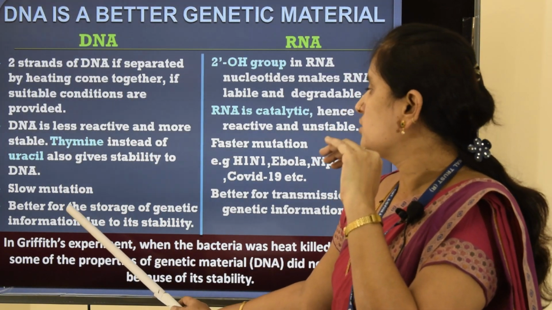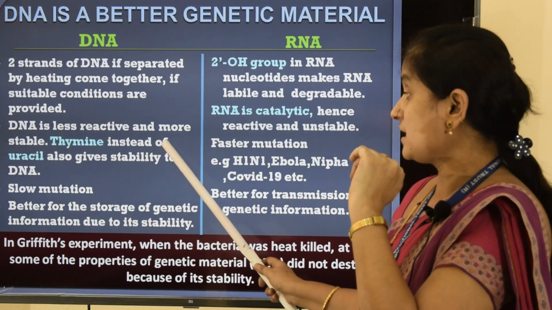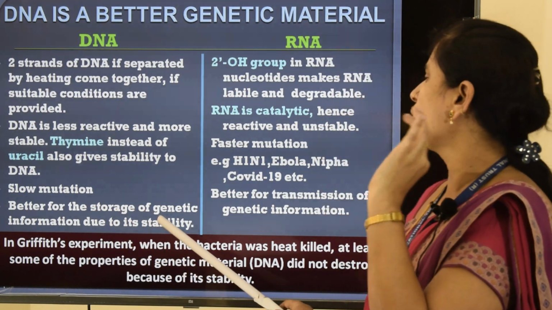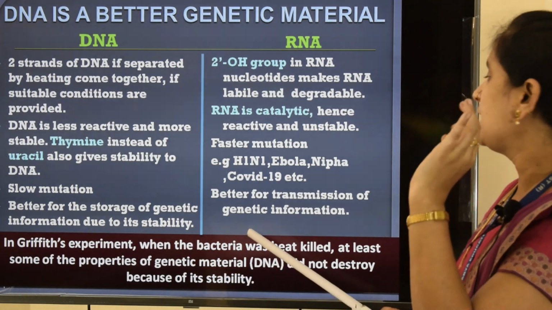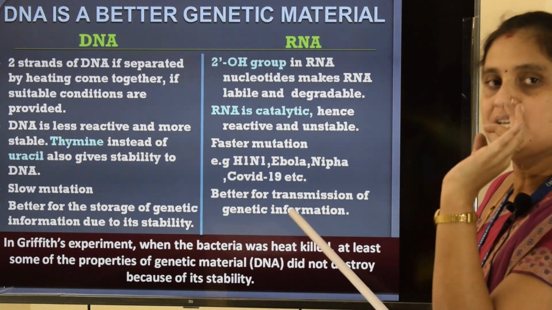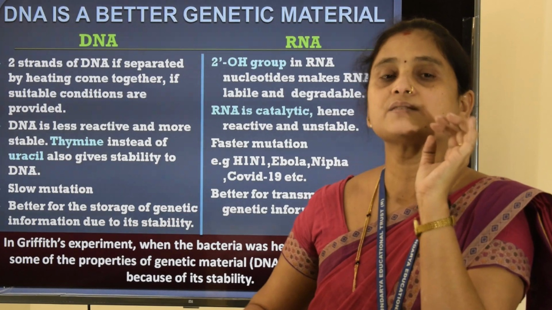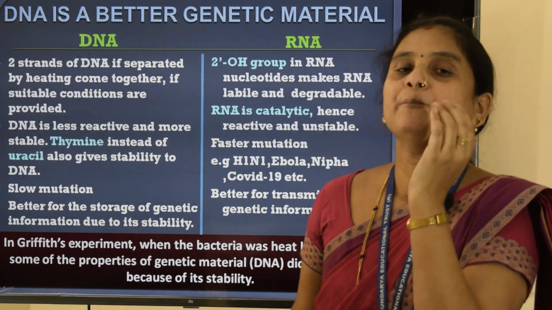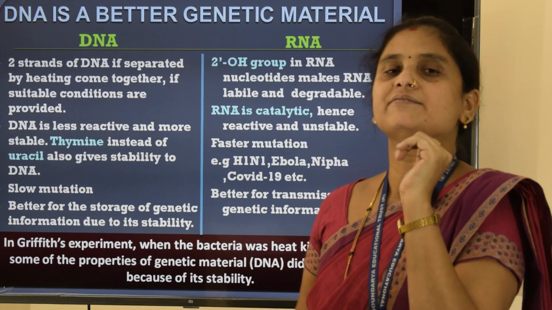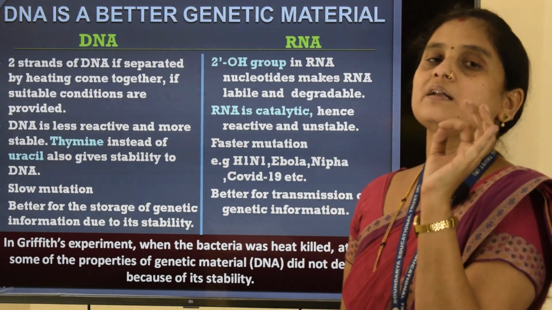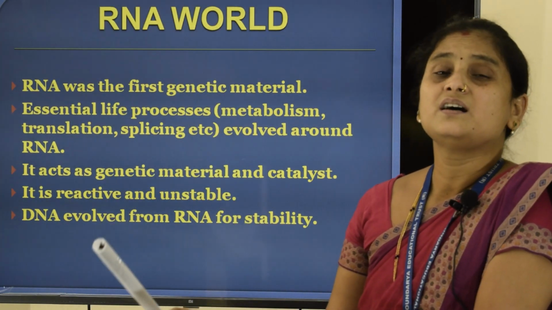Now, on the other side, DNA being double-stranded, chemically and structurally more stable, is better for the storage of genetic information. RNA would never be better for the storage of genetic information. RNA is better just to transfer the genetic information from the nucleus, from DNA to RNA, in the form of messenger RNA. Because of this, we strongly believe that DNA is the most suitable and better genetic material when compared to RNA.